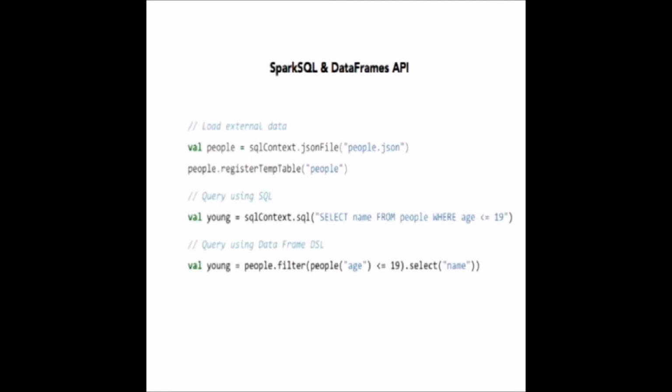There is also this data frame API. Essentially, you do the same thing, but you just express it using an object-oriented API. Data frame is a bunch of columns with names. Here we have a data frame called people, we select column age, we filter by the age, and finally we select the name. It's just a different view of the SQL query.